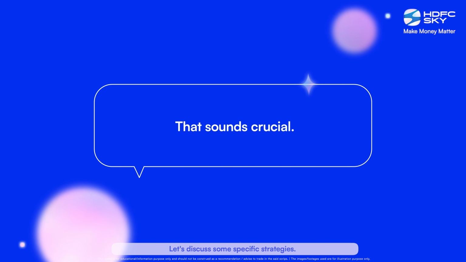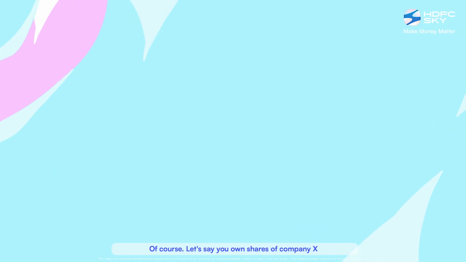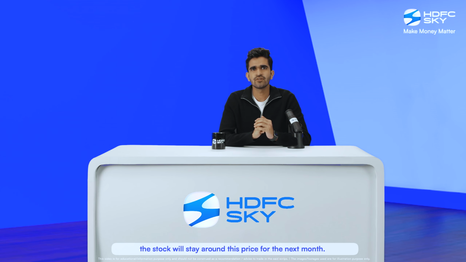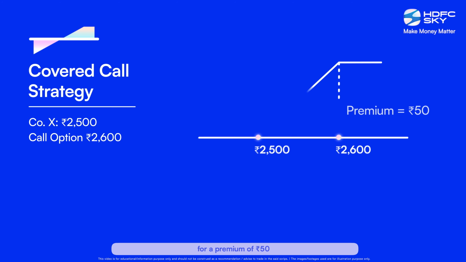That sounds crucial. Let's discuss some specific strategies. Can you start with the covered call strategy and provide an example? Of course, let's say you own shares of company X, currently trading at Rs 2,500 per share. You believe the stock will stay around this price for the next month. You can sell a call option with a strike price of Rs 2,600 for a premium of Rs 50.